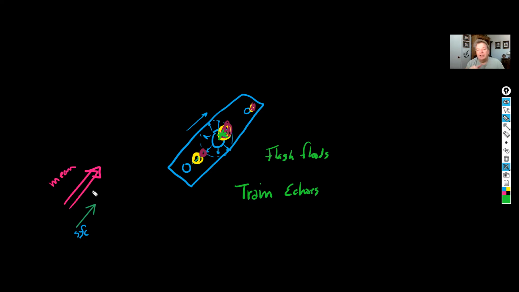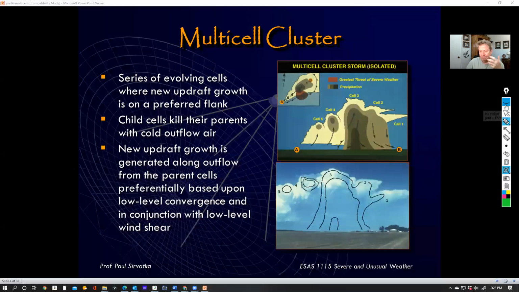So that would be what's happening here: you get train echo. So depending on how the mean wind and the surface wind are blowing, you're going to get some different structures of how storms behave. Okay, now keep in mind that all of these things, let me get rid of this, are multicell clusters, right? We're looking at a cluster. New cells form at a preferred flank, which is what it says in bullet point number 1. And that preferred flank is where the low-level convergence is strongest. Okay?